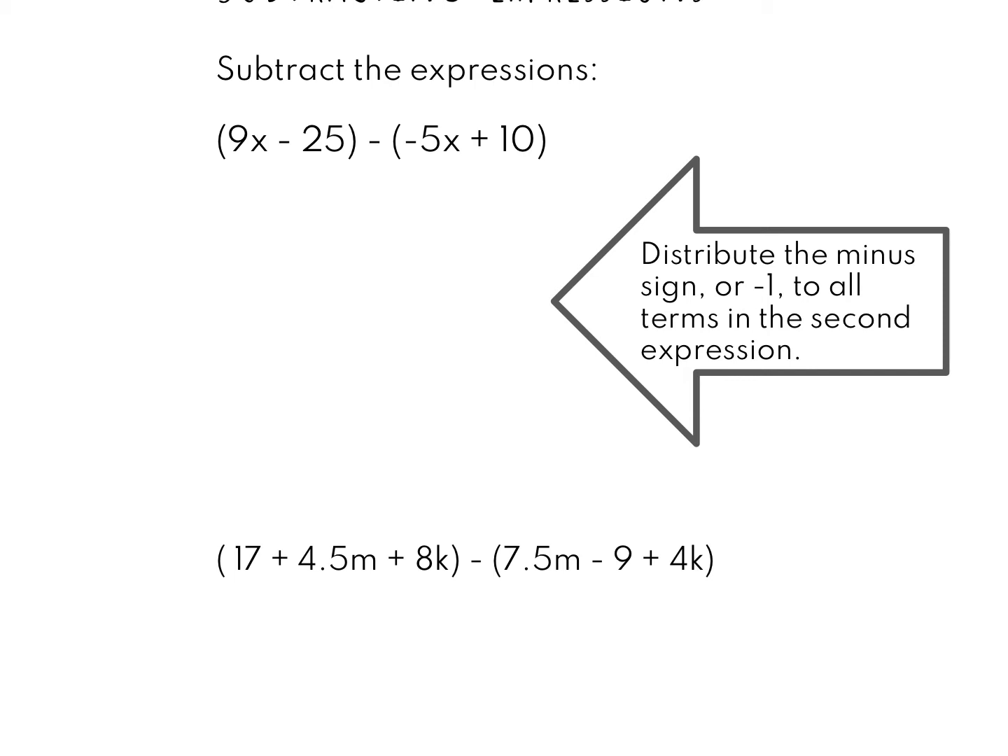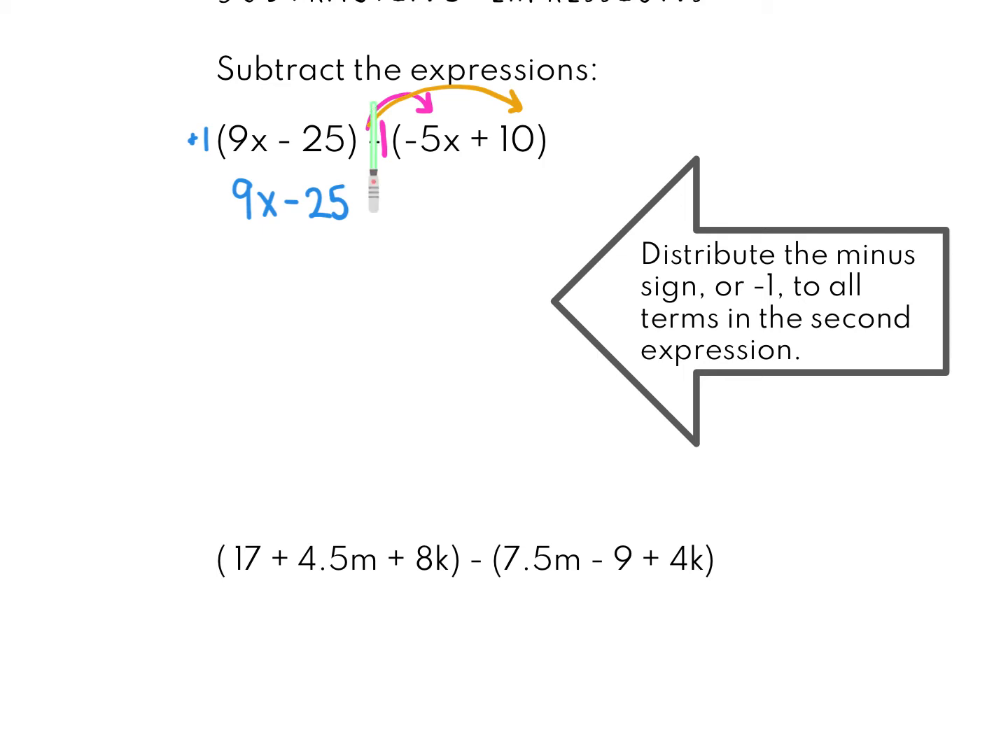What you are going to do, when you see a subtraction sign, you are going to put in a 1 right here. And then you are going to distribute that -1 to all the terms in that expression afterwards. So right here we have 9x minus 25. And really the reason why we can just keep everything the same is because this is just a positive 1 in front of here. And positive 1, when you multiply it, it doesn't change anything. So that's why we keep that the same.